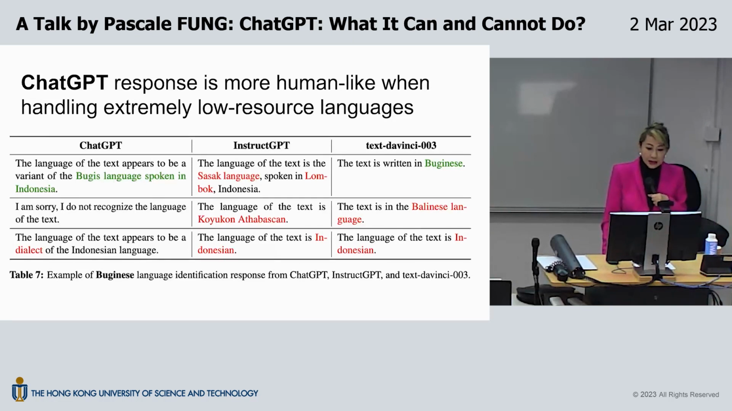And when it is handling extremely low resource languages, it's still more human-like than these other models. It's more human-like than InstructGPT. It's more human-like than Text DaVinci and so on. All right? Because it has been retrained on conversational data and so on.